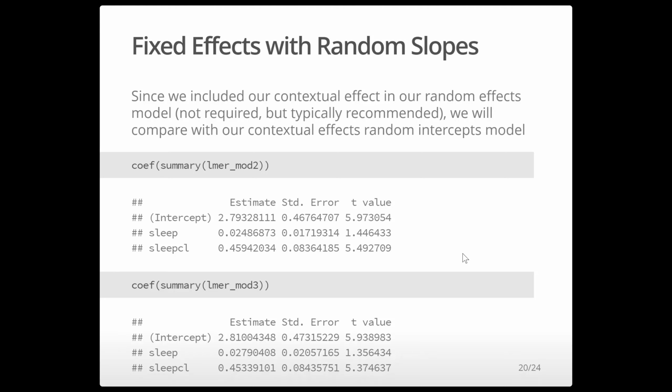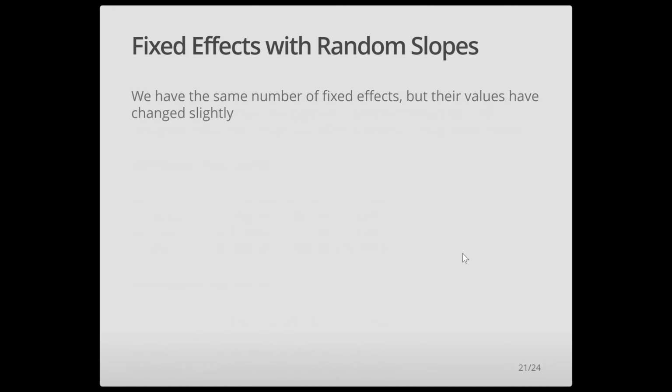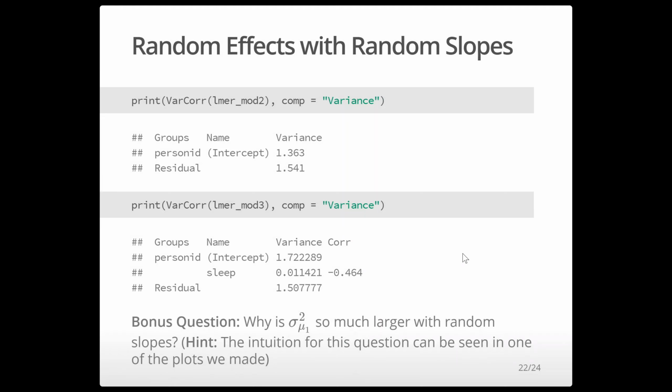So we can look and see what's happened to our parameters, and we see that they've changed a bit, not dramatically for the most part, but they have changed a bit. So these are our fixed effects. And now we can look at the random effects as well.